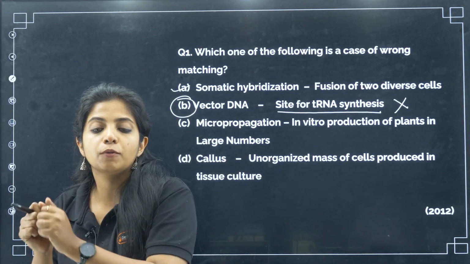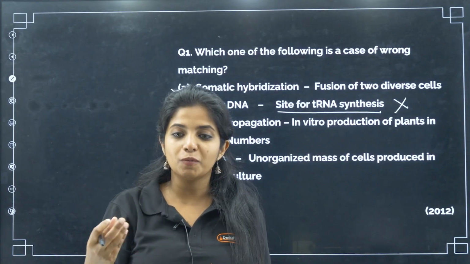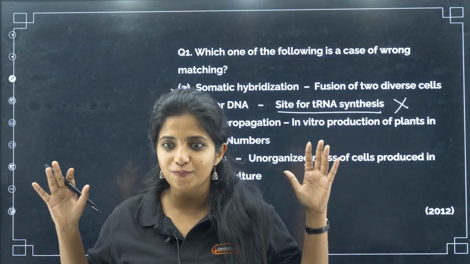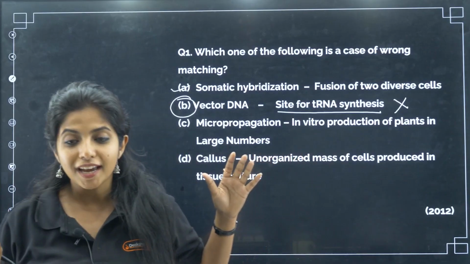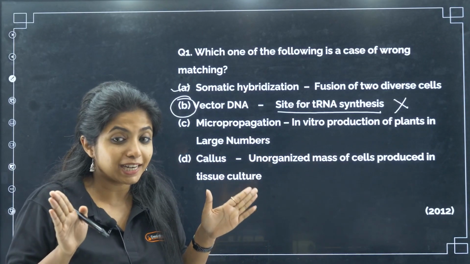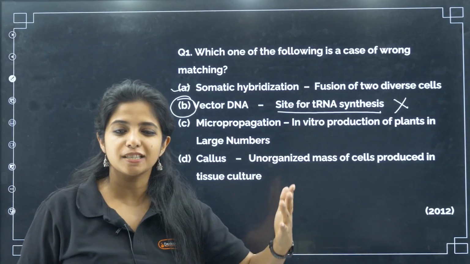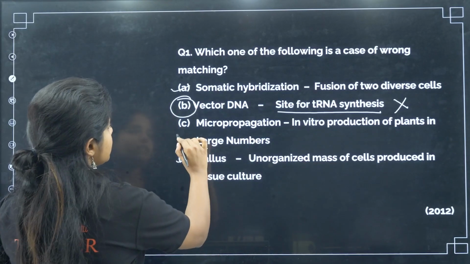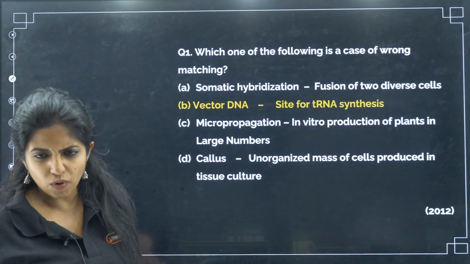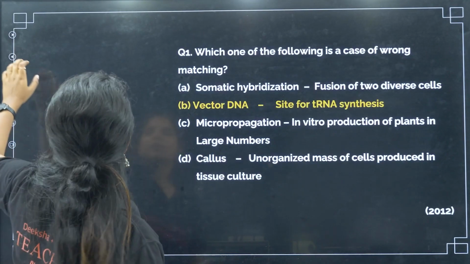Now this callus, I'm going to put it in rooting hormone and shooting hormone, so that small root and small shoot can come in and it can form a whole new plant. So I hope you got that, okay? The part that we take from the plant is known as explant. So it is not the part of a plant now, it is explant, okay? Remember that as well. So this and this is correct. The only wrong option that you have is vector DNA. It's not a site for the RNA synthesis, my dear children.